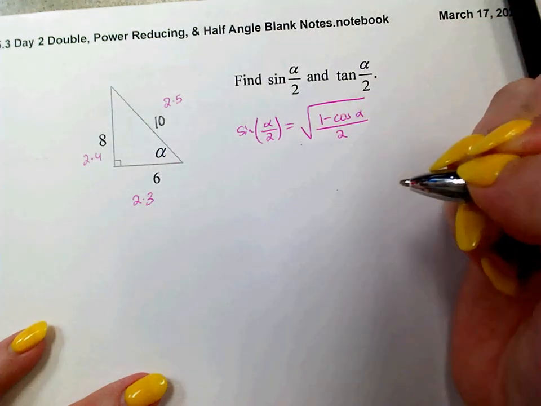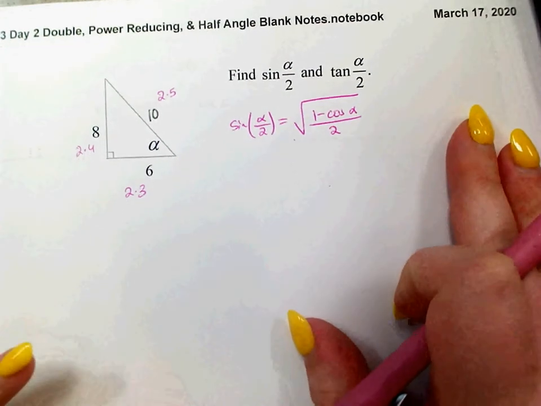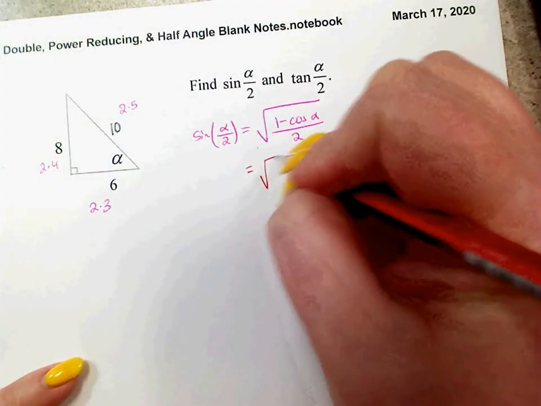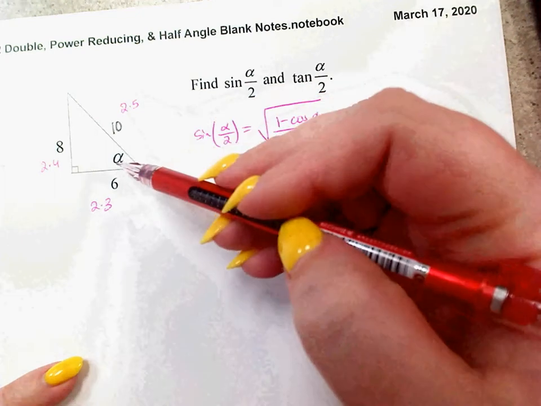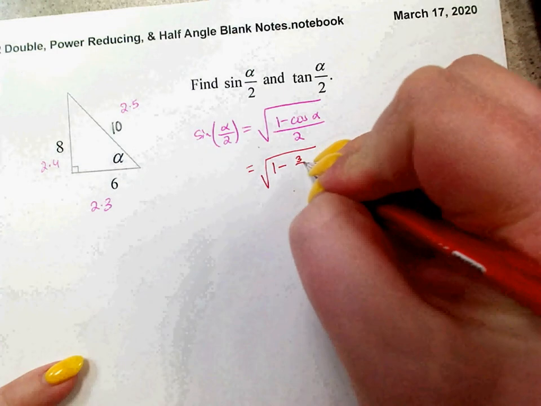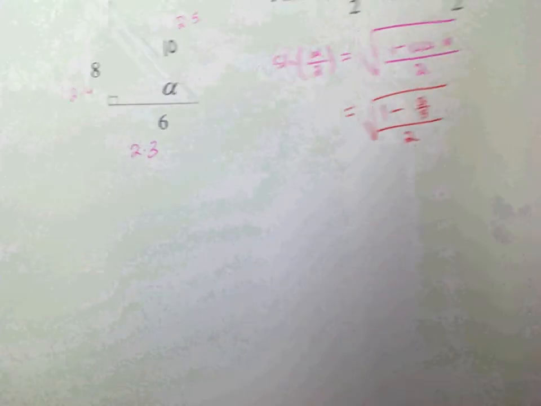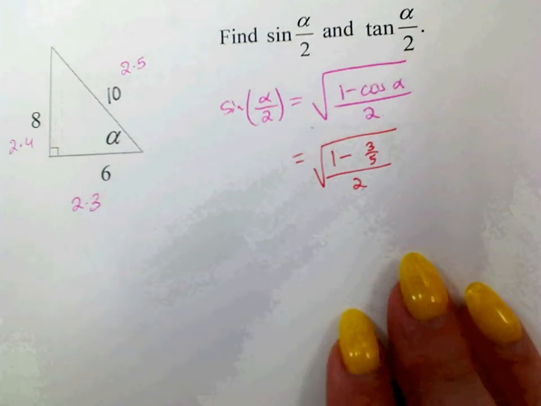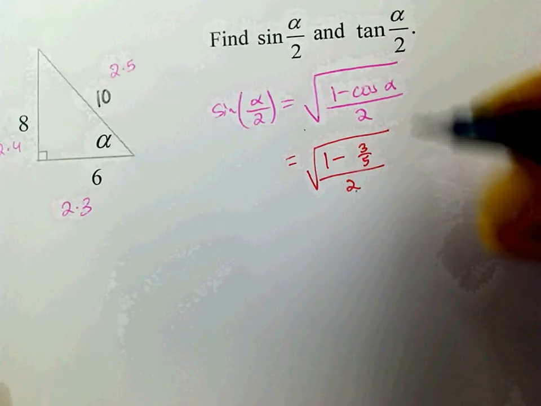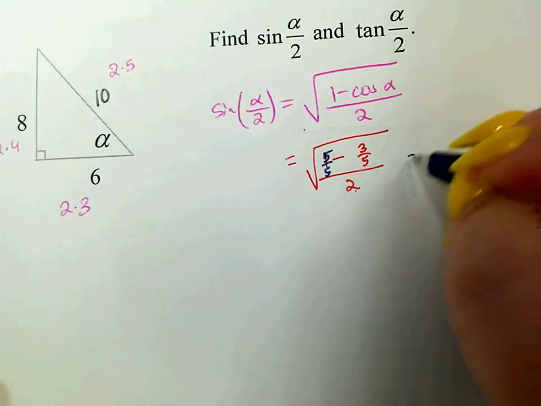For this one, 1 minus cosine of alpha is 6 over 10, or like I said, 3 over 5. So I'm going to make that 3/5 divided by 2. Then we're going to do common denominator. The common denominator in the numerator is 5, so I'm going to say 5 over 5. And this becomes the square root of 5 minus 3, which is 2, over the common denominator 5, divided by 2, which is over 1.